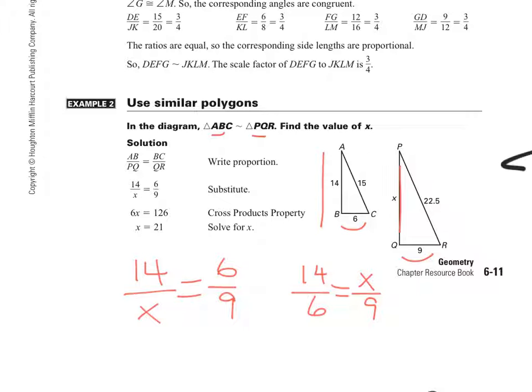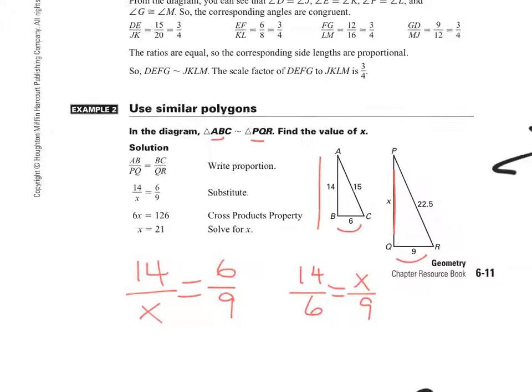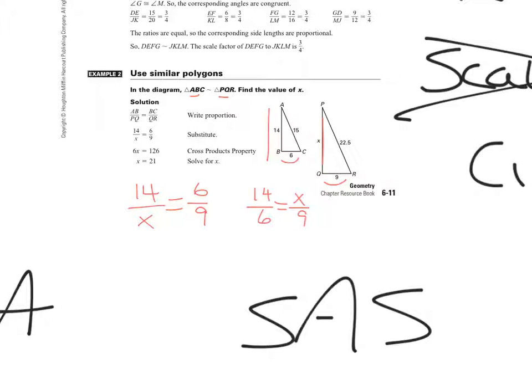Now, if you want to reduce your fraction before you cross multiply and divide, you can. So for example, on this one, you could have done 14 over X equals 2/3. And then it's not such a big number to multiply since we're not using a calculator. You don't simplify diagonally, you simplify the fraction before you use it.